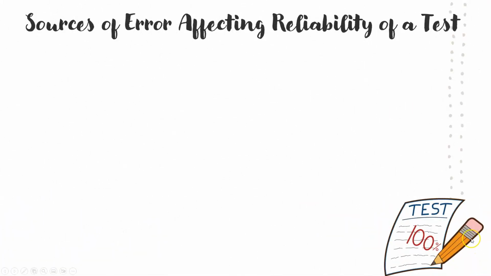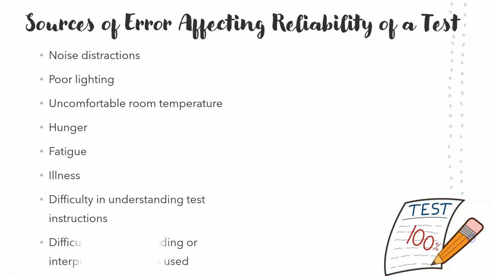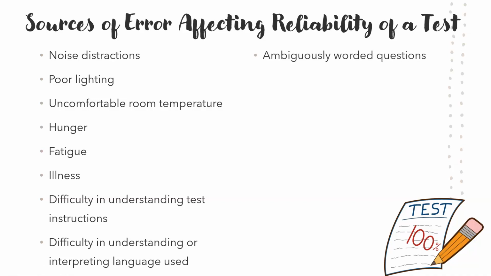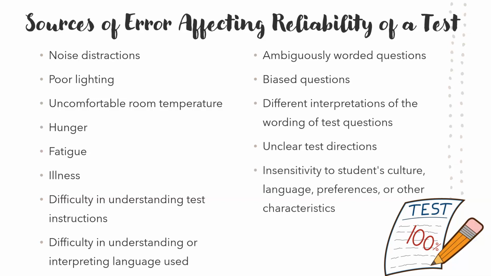Now, there are sources of error that can affect the reliability of a test. It could be noise distractions, poor lighting, uncomfortable room temperature, hunger, fatigue, illness, difficulty in understanding test instructions, difficulty in understanding or interpreting language used, ambiguously worded questions, biased questions, different interpretations of the wording of test questions, unclear test directions, insensitivity to a student's culture, language, preferences, or other characteristics.